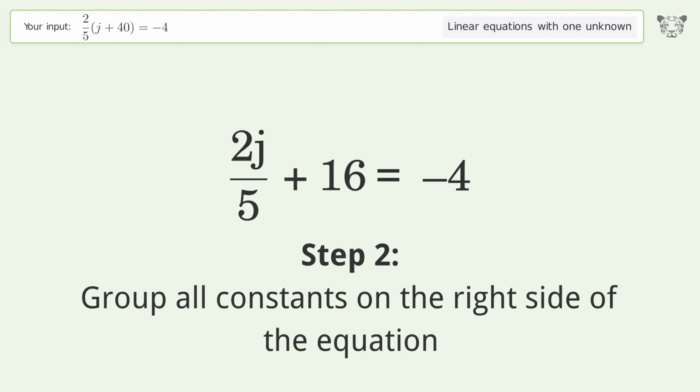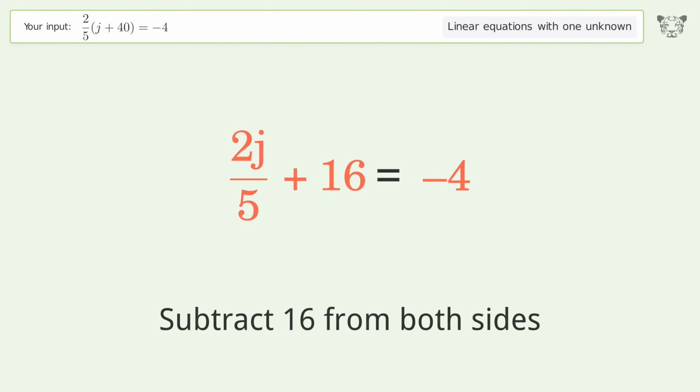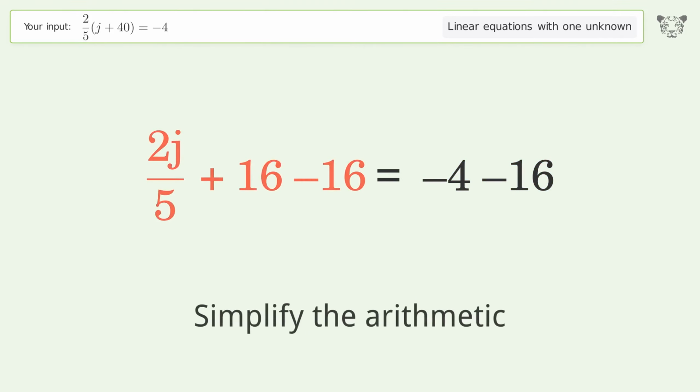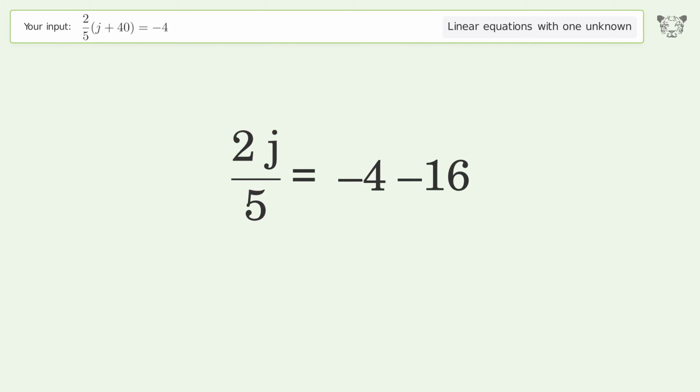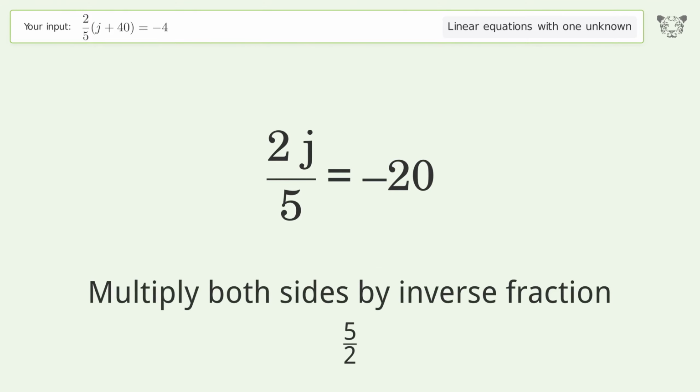Group all constants on the right side of the equation. Subtract 16 from both sides. Simplify the arithmetic. Isolate the j. Multiply both sides by inverse fraction 5/2.